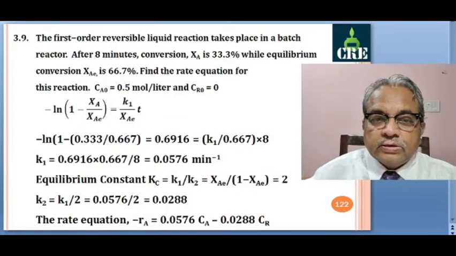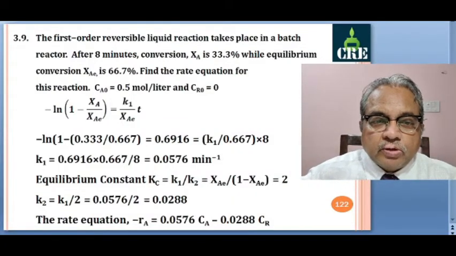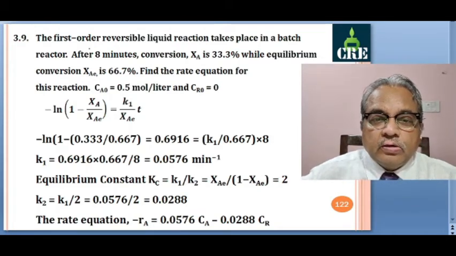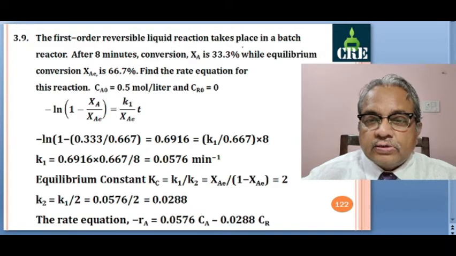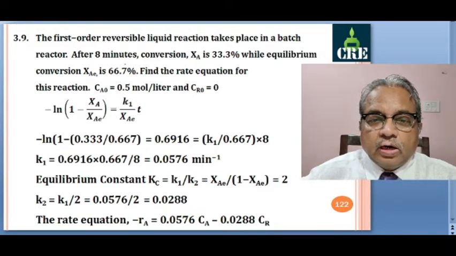Welcome to this lecture series in Chemical Reaction Engineering 1. We'll continue with the problem 3.9. Here the first order reversible liquid reaction takes place in a batch reactor. After 8 minutes conversion is 33.3% and equilibrium conversion is 66.7%. We have to find the rate equation for this reaction.